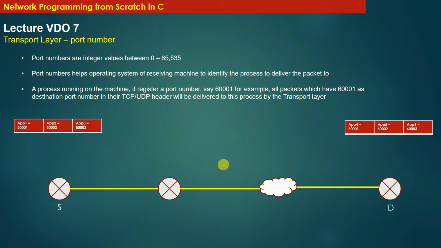So let us see in this slide. Port numbers are actually integer values between 0 and 65,535, and some range of these port numbers are reserved. Port numbers help the operating system of the receiving machine to identify the process to deliver the packet to.